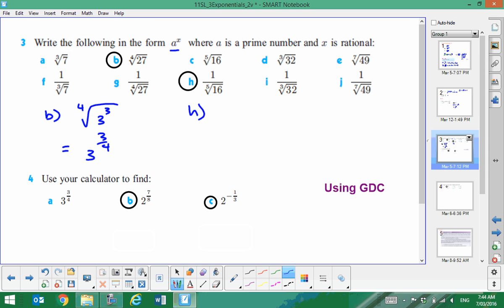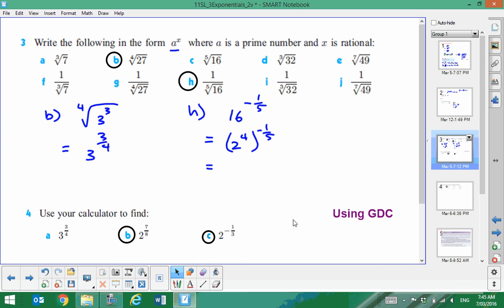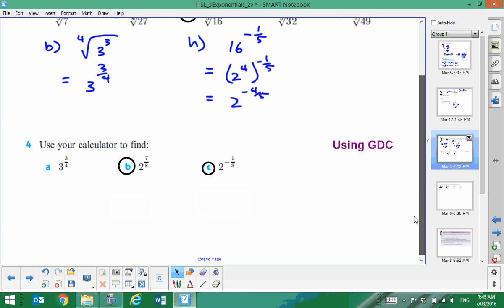In H, we can start off by turning that into 16 to the -1/5, because we've got the 5th root, and it's in the denominator, so that's the minus, so it's -1/5. Now we can recognise that 16 is the same as 2 to the 4th, to the -1/5. We multiply exponents, so we end up with 2 to the minus 4/5. So just get used to working with exponents and converting them.